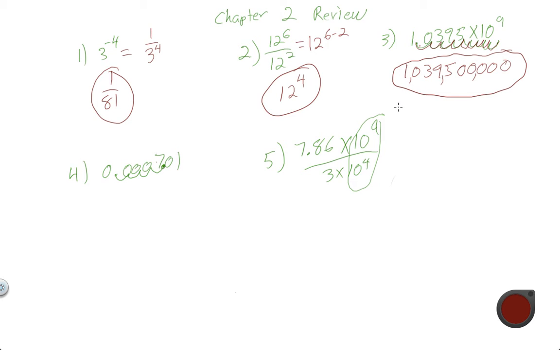1,039,000,000,000. No, that's 39 million. 1,039,500,000. Okay, number 4, we're doing the opposite.